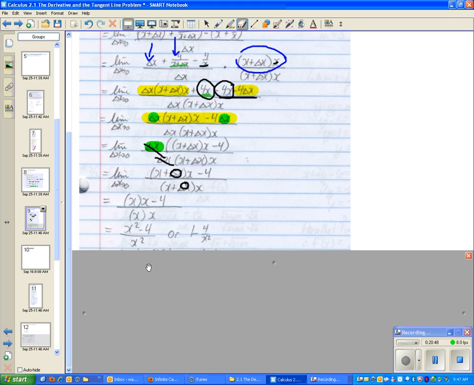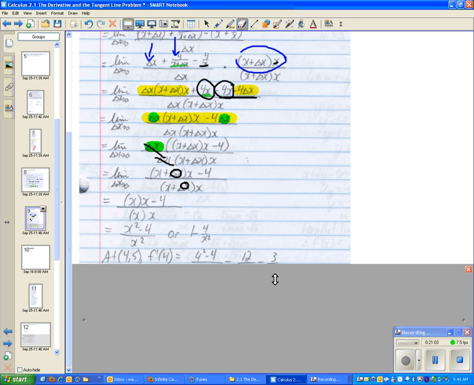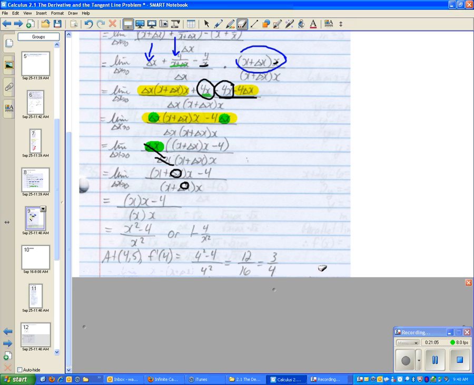Okay? Now, what are we trying to do? We're trying to find an equation of the tangent line. What we have now is a formula to find the slope of the tangent line. So let's find the slope of the tangent line. They gave us the point (4, 5). So at the point (4, 5), f prime of 4. Why did I call it f prime of 4 instead of f prime of 5?